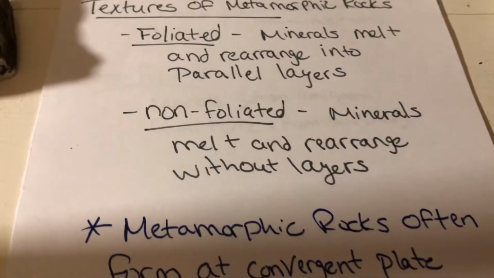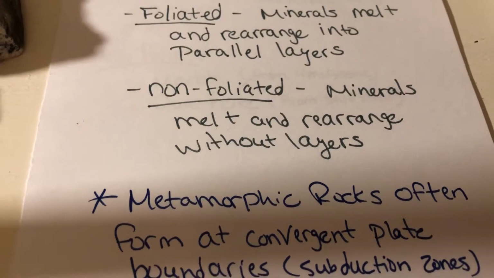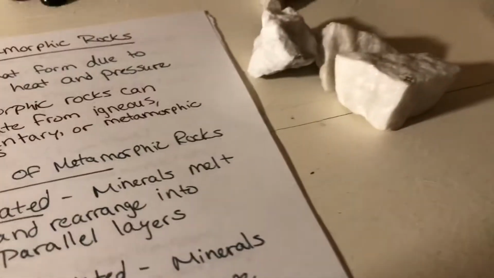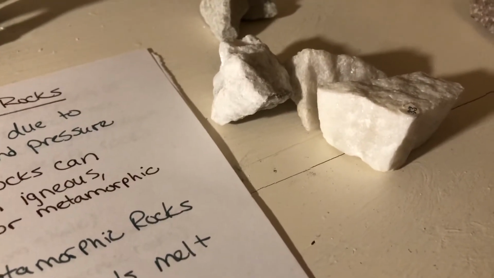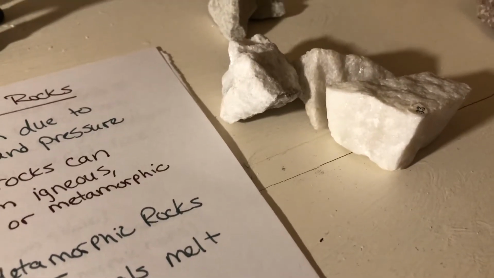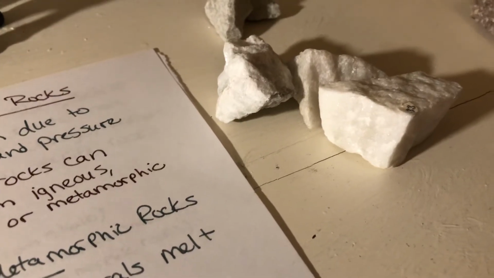Non-foliated metamorphic rocks, the minerals will melt and rearrange without layering. This right here, an example of a non-foliated metamorphic rock. This rock has changed over time due to extreme heat and pressure, but the minerals didn't melt and rearrange into layers.